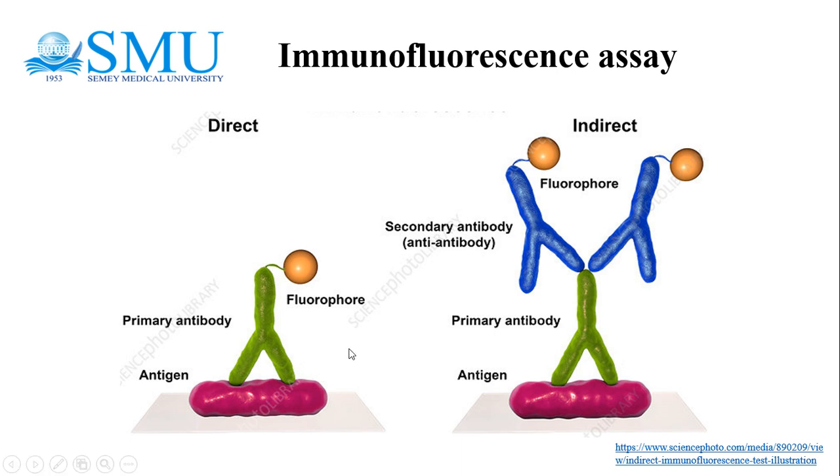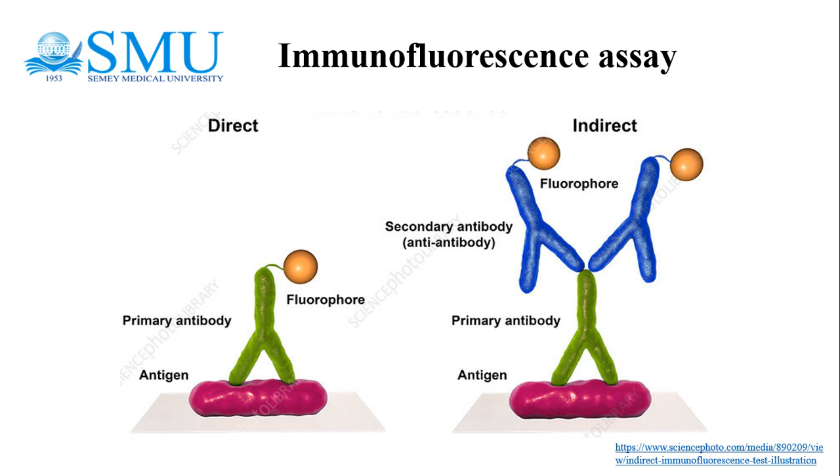Yes, this is antigen, pink color. And step 2, primary antibody specific to the antigen target tagged with fluorescent dye is added. This is antibody with fluorochrome or fluorescent dye. And step 3, slide is washed to remove the unbound antibodies and then viewed under the fluorescent microscope. And next is indirect immunofluorescence assay.